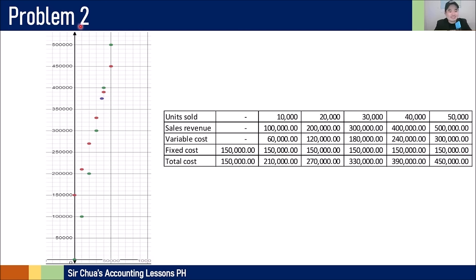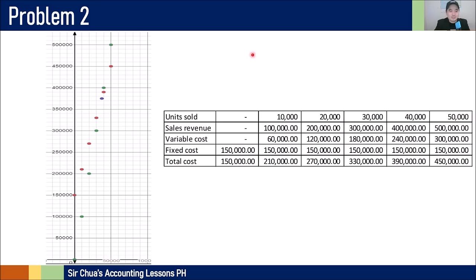So, ganito po gagawin natin. At 0 units sold, 0 din ang revenue. So, ito po yon yung green na point. Okay? 10,000 units, ito po yon, ito yung 10,000 kasi 50,000 to, di ba? So, 10, 20, 30, 40, 50,000. So, 10,000 units, ang revenue mo daw po, 100,000. So, ito po yon, 100,000. Then, diretsahin na natin para mabilis, 50,000 naman pong units, ang revenue naman daw po is 500,000. Okay? So, ito po yung magiging revenue line natin, yung green.